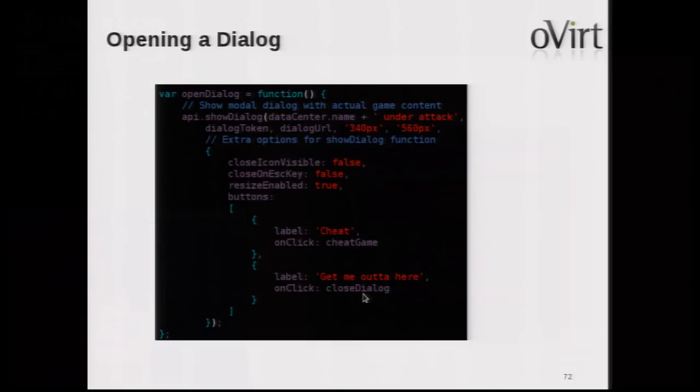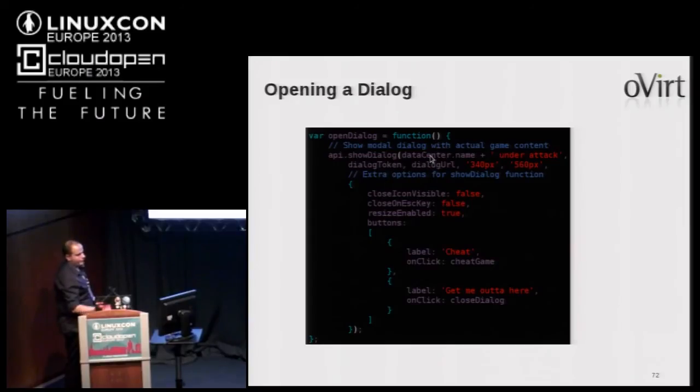So the open dialog function called the API show dialog function gave a label of data center.name under attack because we give the UI plugin infrastructure the details about the selected object. And we have two buttons that we created in the dialog, cheat and get me out of here. That also gives you a way to open a new dialog but also get buttons that can get you back to the engine. These are these two buttons.